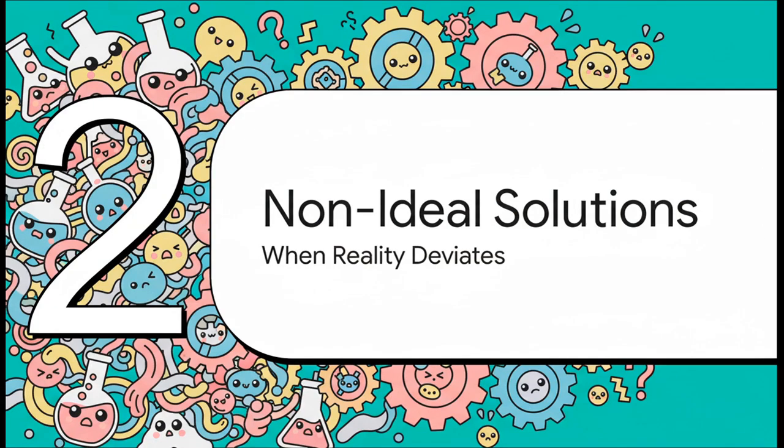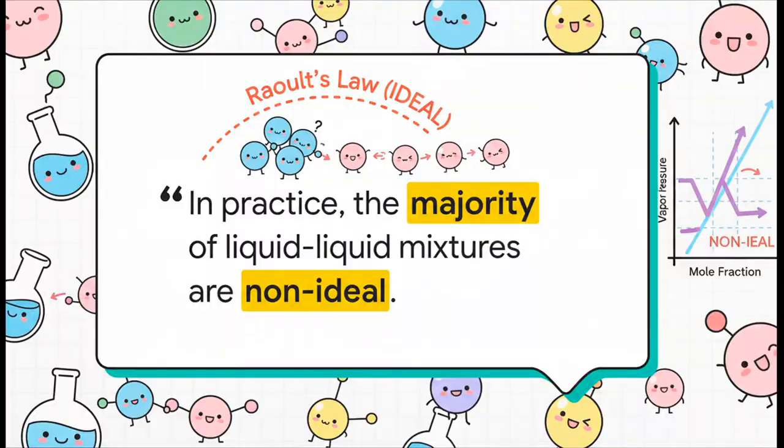But what happens in the real world? Well, that's where things get a little messy and honestly, a lot more interesting. Let's talk about non-ideal solutions. And here's the thing you've got to remember. Non-ideal behavior isn't some rare exception. It is the norm. Most solutions you'll ever work with don't follow Raoult's law perfectly. So understanding how and why they deviate is absolutely crucial.